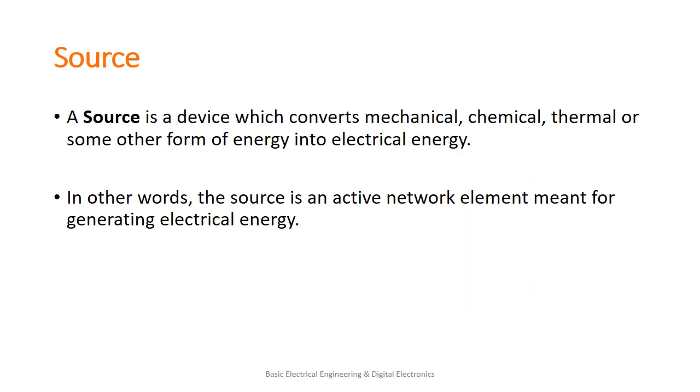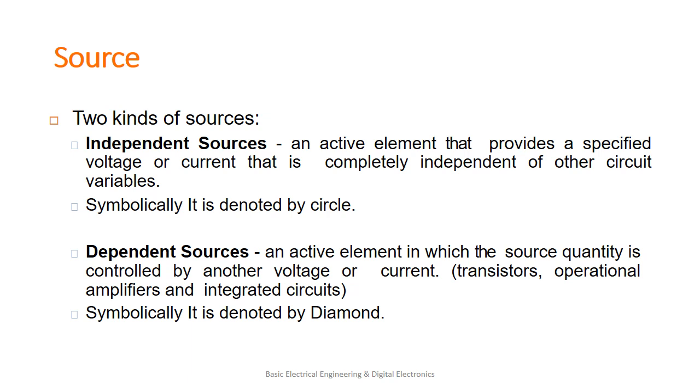Now we start with the first important concept, that is the electrical source, or simply we can call it a source. A source is a device which converts mechanical, chemical, thermal or some other form of energy into electrical energy. In other words, a source is an active network element meant for generating electrical energy. There are two kinds of sources: one is the independent source and the other is the dependent source.